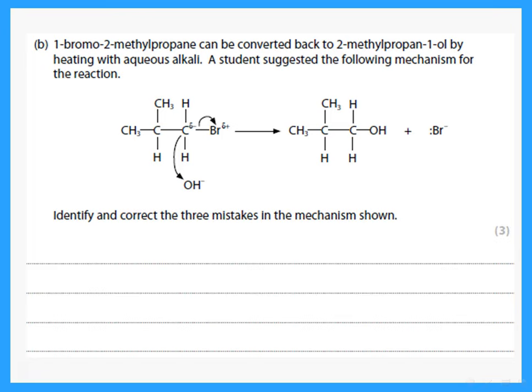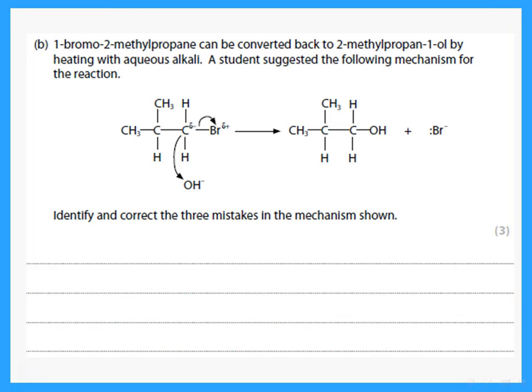This question says 1-bromo-2-methylpropane can be converted back to 2-methylpropan-1-ol by heating with aqueous alkali. So he's heating this halogenoalkane with an alkali. Identify and correct the 3 mistakes in this mechanism. Can you see any mistakes in these mechanisms? Well, there are 3 mistakes.